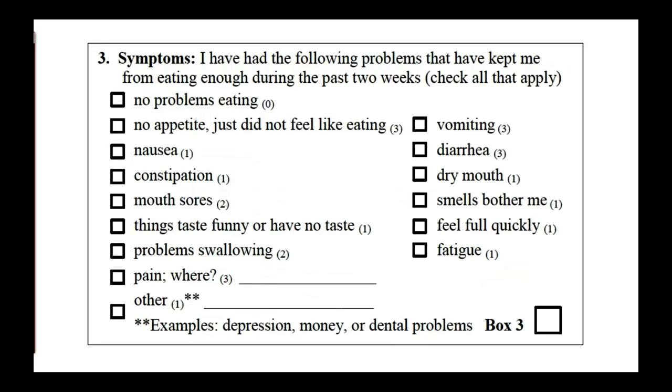Looking at the nutrition impact symptoms. It's important to remember that these are symptoms that occurred during the past 2 weeks. They don't need to occur every day for them to count, just at some point during the past 2 weeks. And our patient fills this out. Now this piece of the worksheet is additive. So given what we have here, we would want to put a 3 in this box.